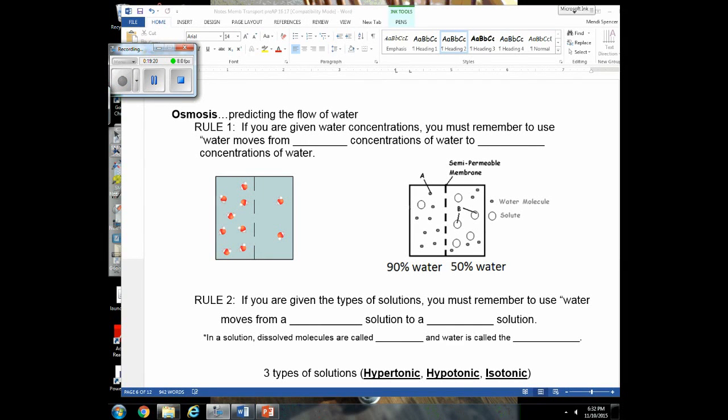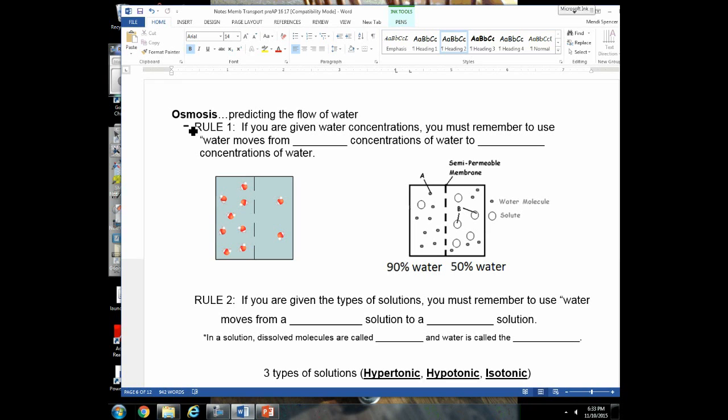Now, the whole rest of this unit and this note packet is about osmosis, the movement of water, and how the movement of water can affect cells. And the movement of water is so important, and it has such an effect on our cells that we dedicate this whole last part of this unit to the movement of water, to osmosis. Now, I'm going to go through some rules to help you predict which way water is going to move.